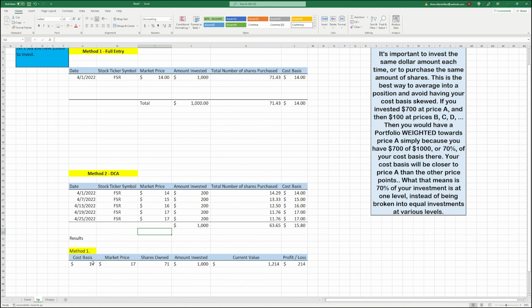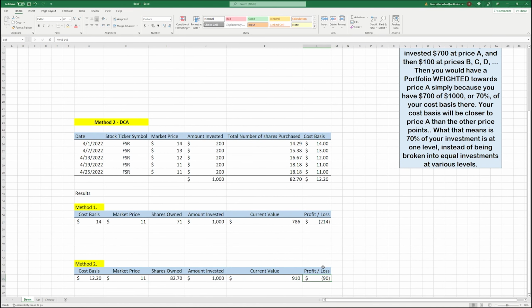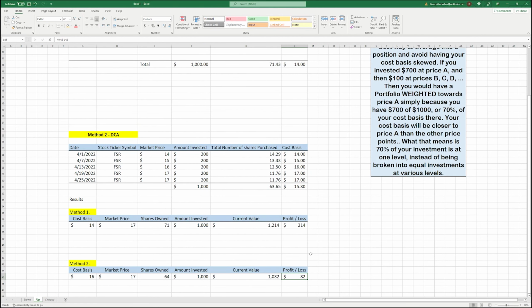So in method 1, in the stock scenario where it's going up, you can see that your unrealized profit and loss is $214 gained. Scenario 2, you've gained $82, but you've risked 90 here and 200 up here. And if it continues going higher, you can keep buying in, and you can sell more if it goes down. But the point of this isn't to maximize your gains, right?